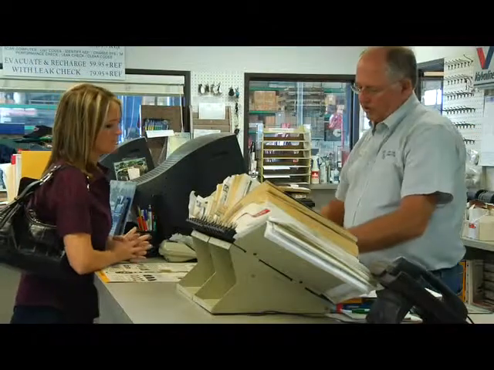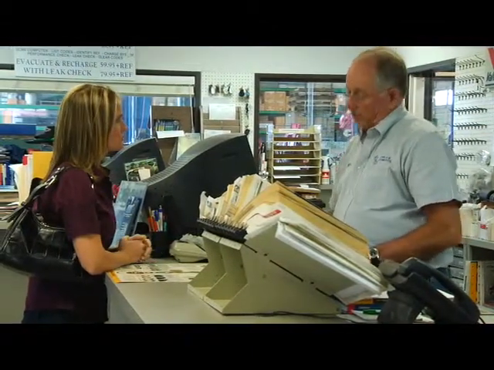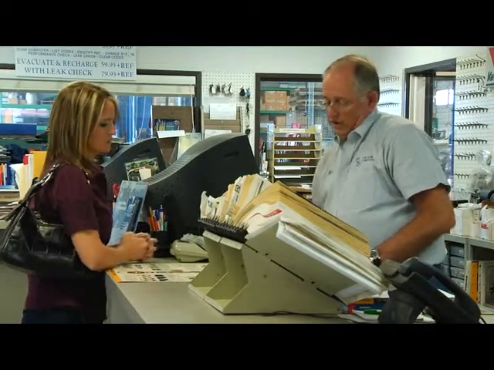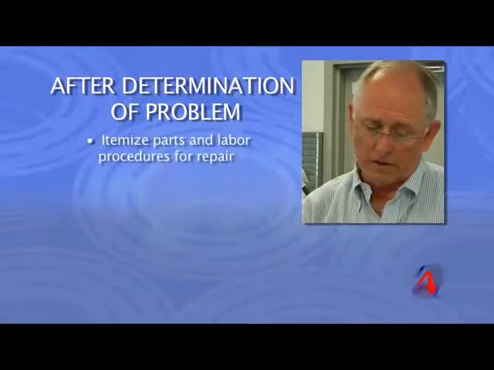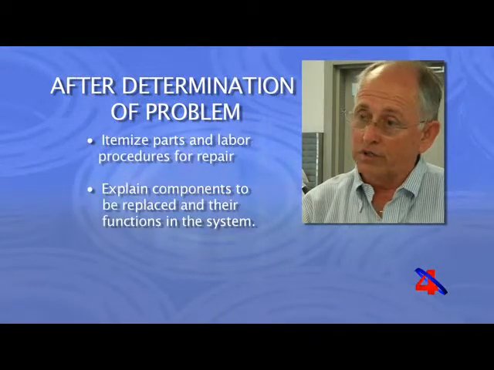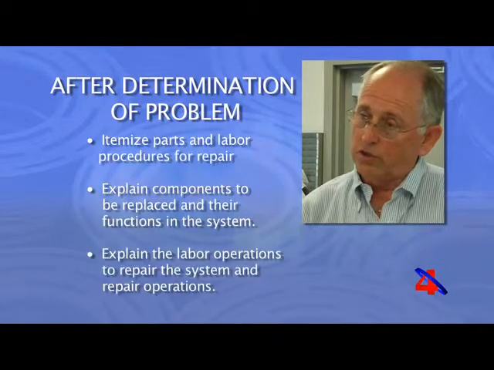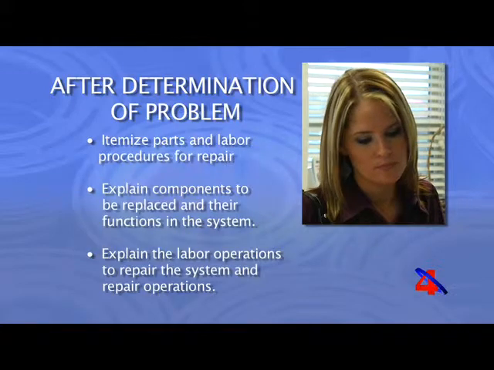Okay, we've got it charged up and checked out, and we have found the leak. Now, you have an accumulator system on your vehicle, and unfortunately, we found the leak is around the housing of the compressor. Itemize parts and labor procedures for the repair. Explain components to be replaced and their functions in the system. Explain the labor operations to repair the system, as well as the repair operations required.